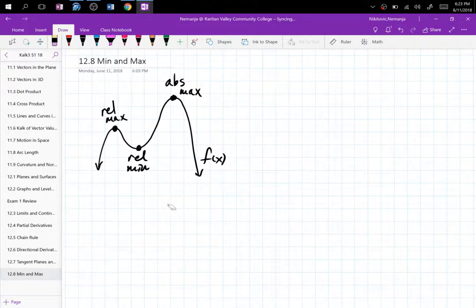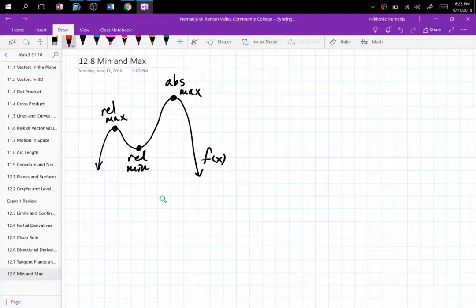And now we are going to say that the min or max or saddle point happen at those points which make the partial derivatives 0.